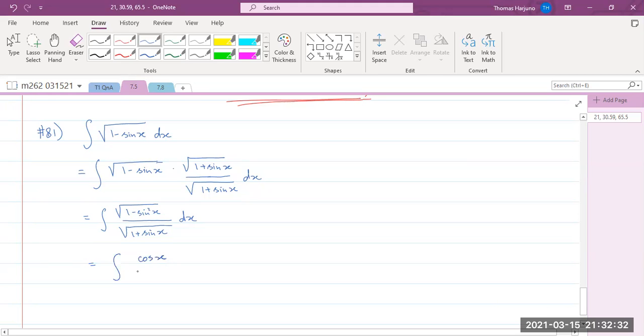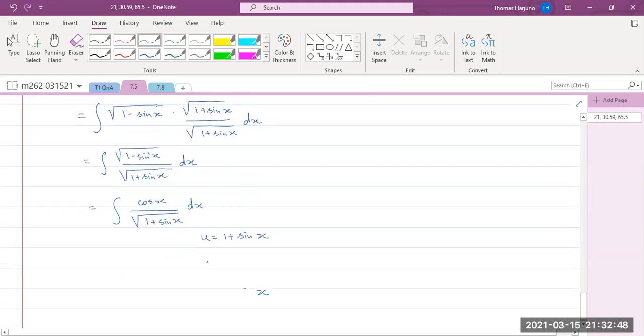Oh, okay, then anything from here, just substitution then, huh? So u equals 1 plus sine x, right? Such that du equals cosine x dx. Oh, nice. Okay, so this is integral of du over square root of u. You can take it yourself.